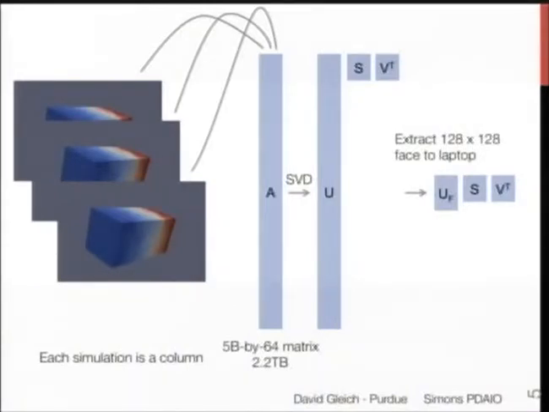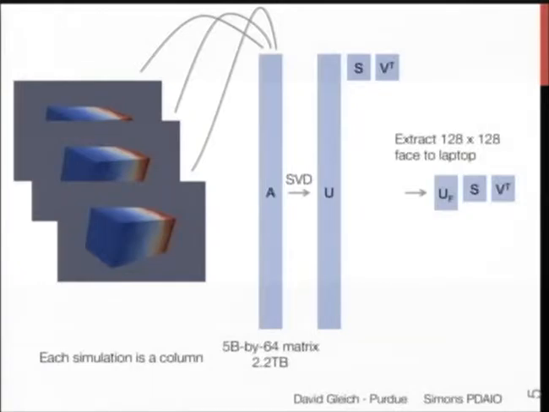Actually, it turns out we treat 128 of these simulations as a column of this matrix A. So we concatenate all of the different bubble locations together into one big matrix. So we end up with a 5 billion by 64 matrix out of stitching all of these simulations together. So this is about 2.2 terabytes of data.